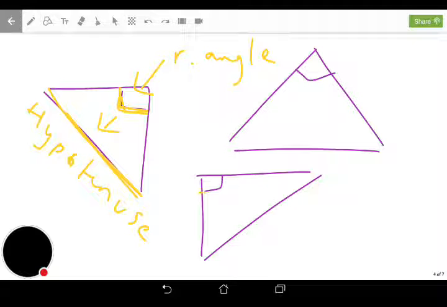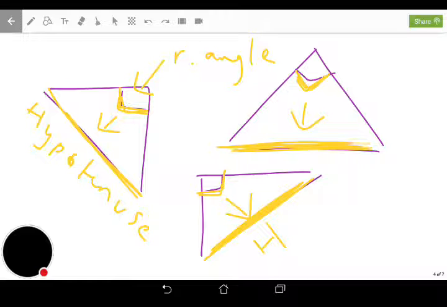For this triangle over here, this is our right angle, and the side directly opposite would be the hypotenuse, which is this yellow line over here. I'm going to label that H. And for this third triangle, again, this is the right angle, so the side directly opposite is this length over here, highlighted in yellow.